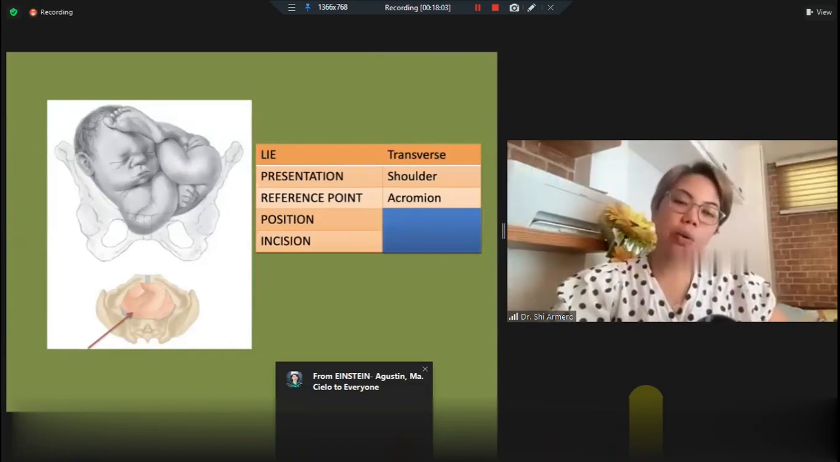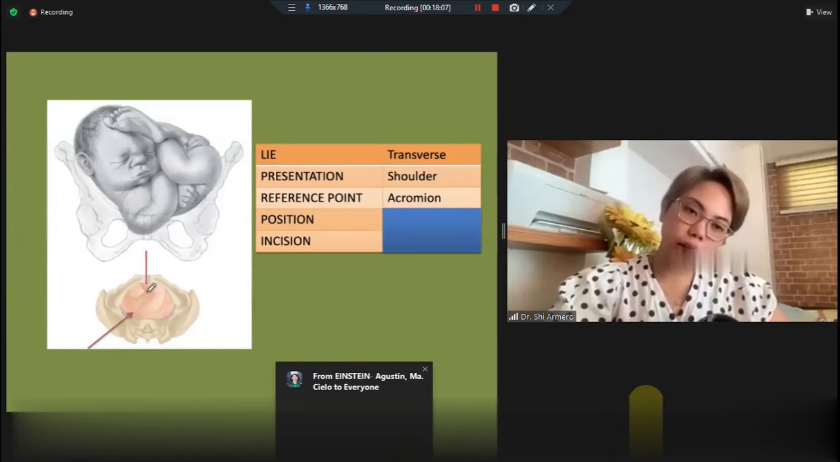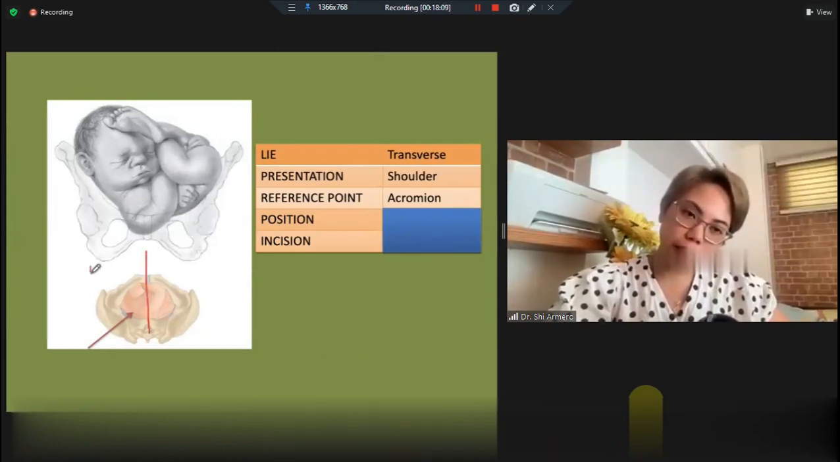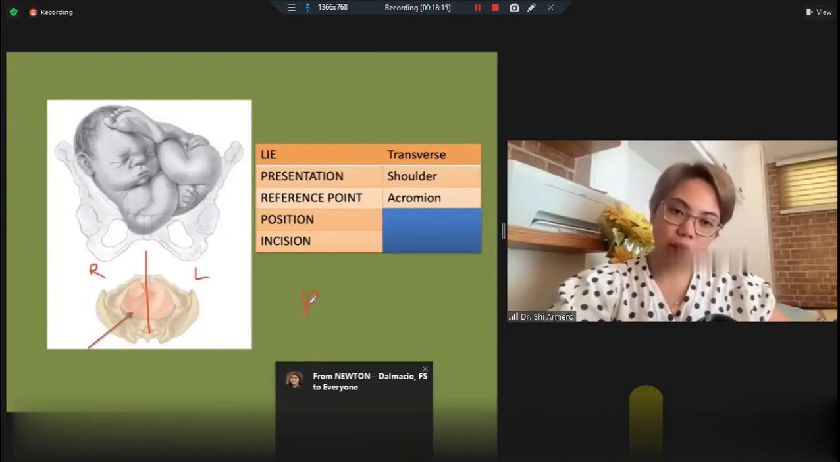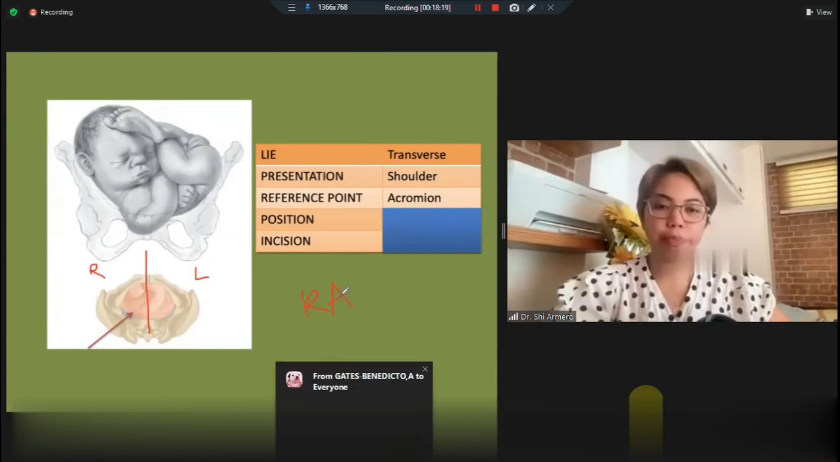You look at again whether right or left side of the mother. So, ito naman, saan ba dito? Right? Itong right ni mommy, di ba? This is right of mommy. This is the left of mommy. So, definitely, the acromion is at the right. So, right acromion. So, we have 2 letters already.